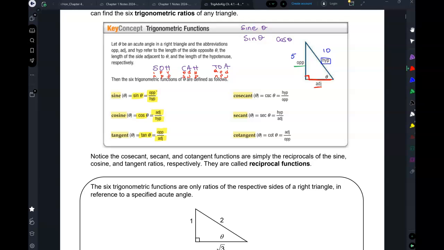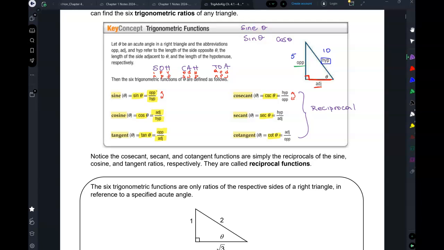Those three trigonometric ratios have buddies. They have their reciprocals. So if I take opposite to hypotenuse, and if I take the reciprocal, I get not sine, but cosecant. If I flip adjacent and hypotenuse to hypotenuse and adjacent, I get secant. And if I flip opposite and adjacent, I get cotangent, right? These are the reciprocal identities.